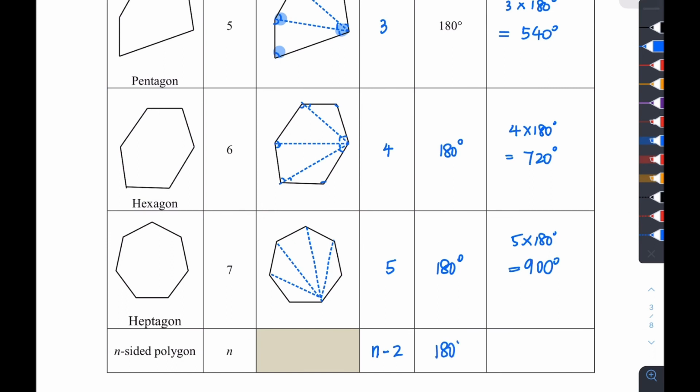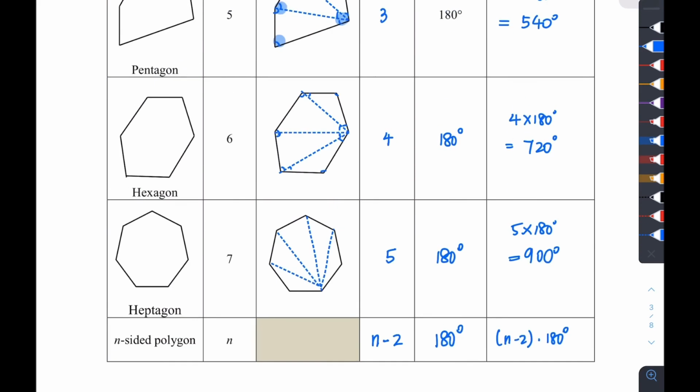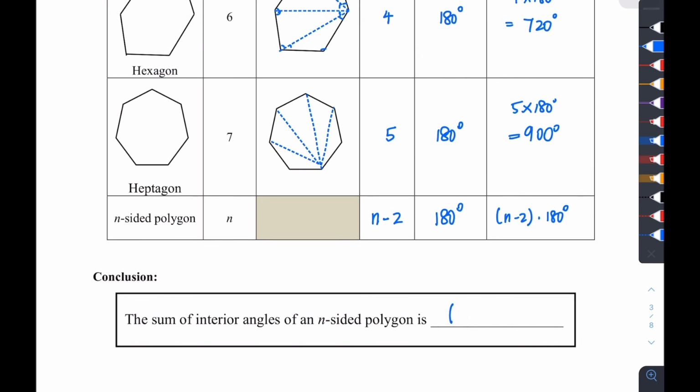And the sum of interior angles would be n minus 2 multiplied by 180 degrees. So based on this approach, we're going to get n minus 2 times 180 degrees. As you can see, if you expand, you are actually going to get 180n minus 360, which is the same as our first formula. So let me conclude on this segment by going back to the first page.